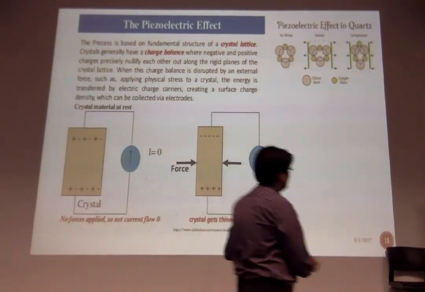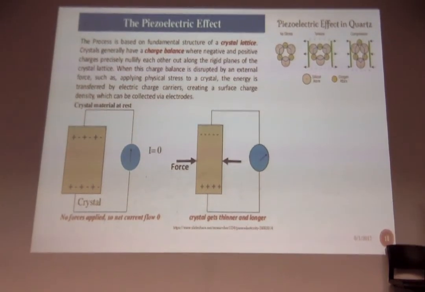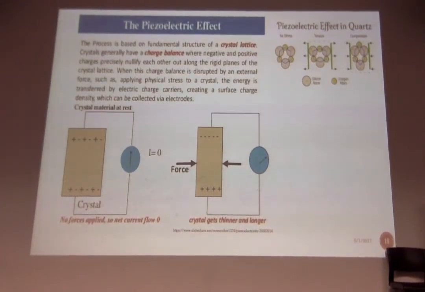For example, say a piezoelectric material, with a charge arrangement something like this. These are some atoms. I'm taking the example of quartz, which is silicon dioxide. These are oxygen atoms, which are negative, electron rich, and these are silicon atoms. All these together form a single molecule.